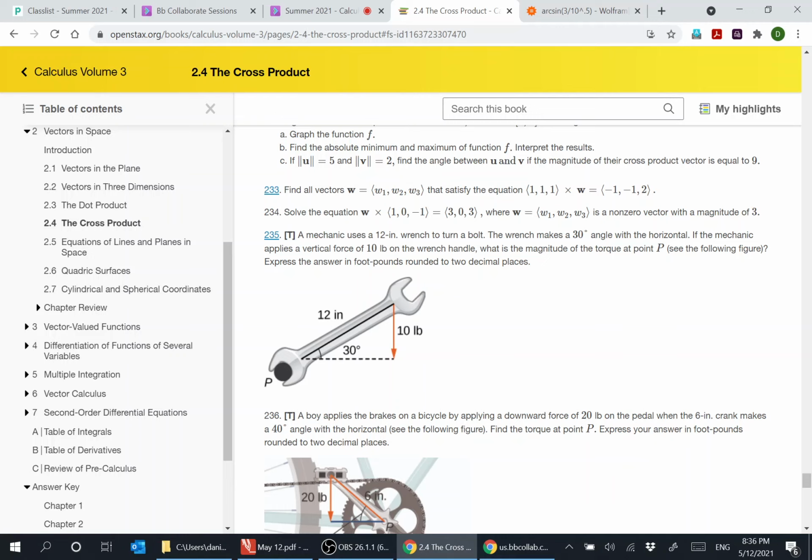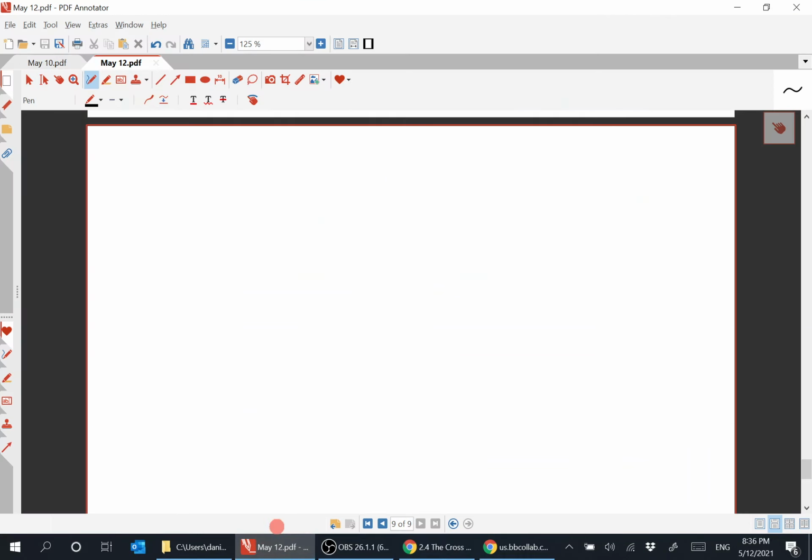Okay, and the torquing force, the twisting force applied at P, is simply defined to be the length of the cross product of these two vectors, the vector of length 12 inches and the vector of 10 pounds straight down. The resulting force is in foot-pounds. Well, 12 inches will be 1 foot, so in foot-pounds again. So torque is measured in foot-pounds.